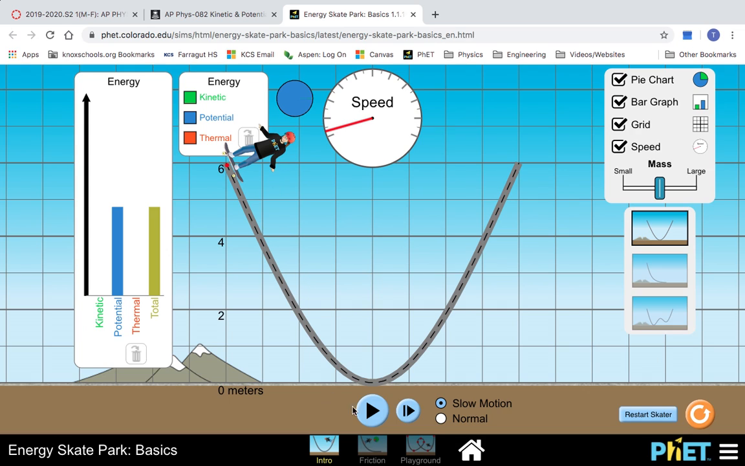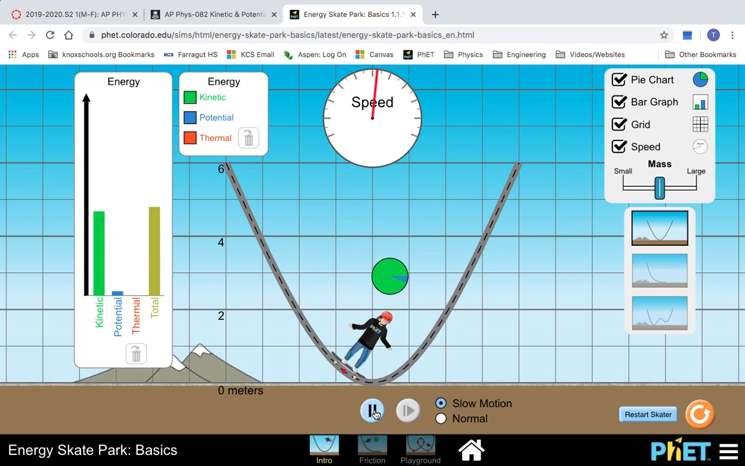Same thing here. And then as the skater goes back down, once they reach the very bottom here, about like that, we see that now kinetic is maximized because there's zero potential energy, because there's zero height above the ground. So that's going to come in really handy when you're solving problems, is knowing that interplay.